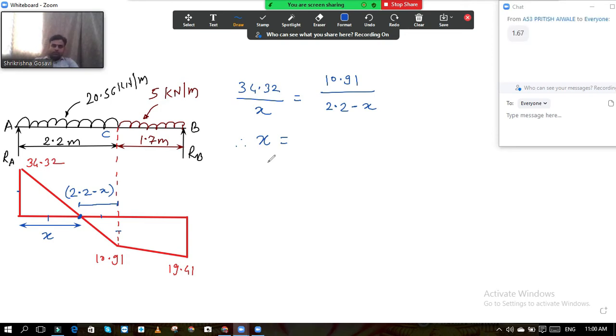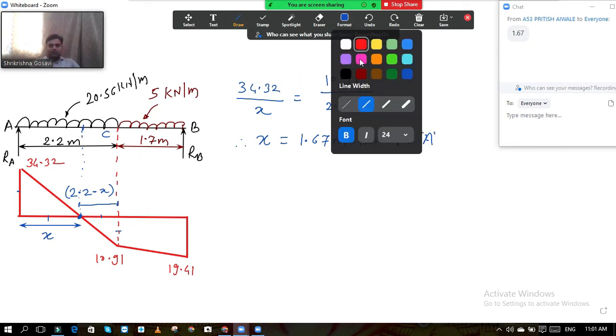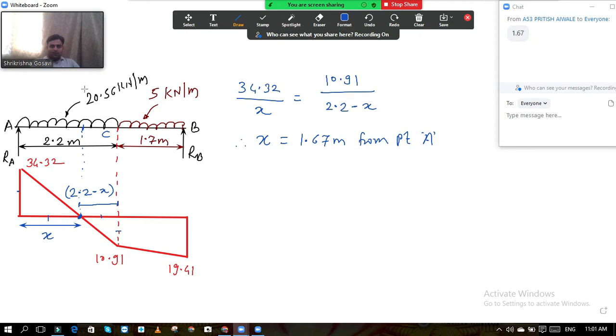1.67. Okay. The value of x is 1.67 meter from A. From point A. Okay. So from this point we have measured this. So what does it mean? At a distance of 1.67 meter from point A, we will get the maximum bending moment. Okay. So now if we project this point upward, here somewhere that point will be there. So there we need to take the section. Okay. So here we are going to take the section somewhere here to evaluate the maximum bending moment.